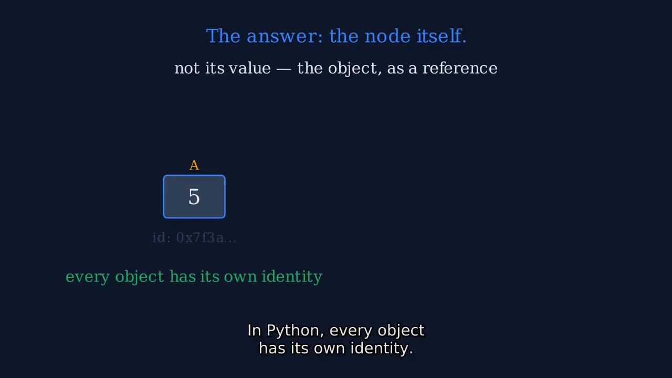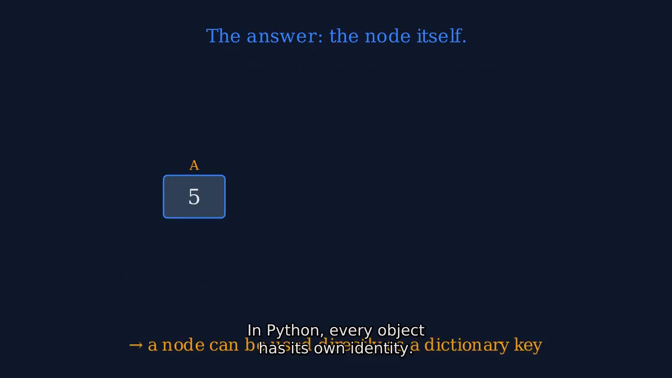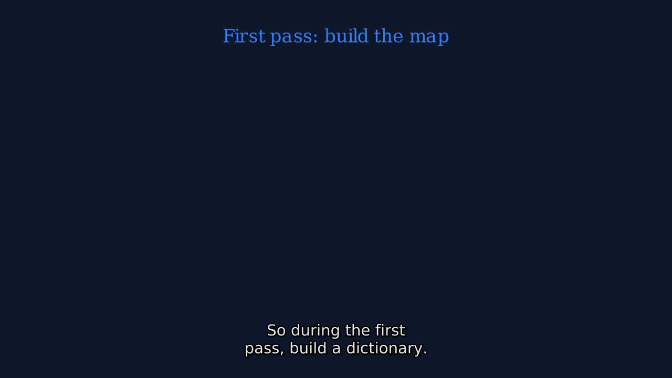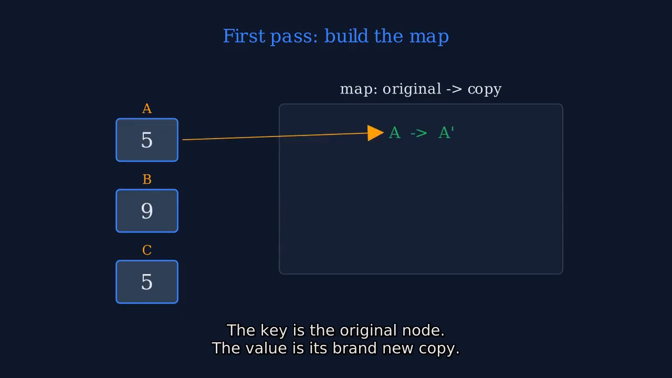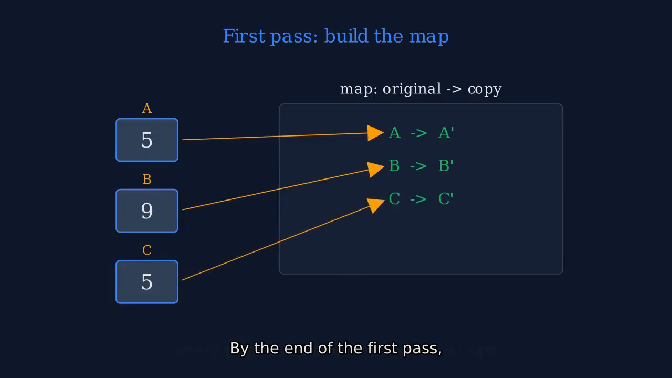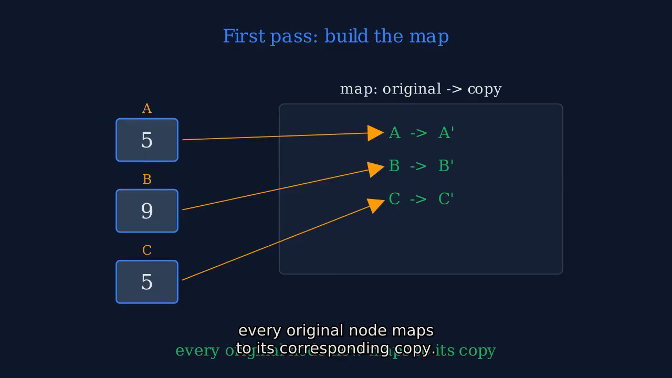In Python, every object has its own identity. Two different node objects are never treated as equal, even with the same value. That means a node can be used directly as a dictionary key. So during the first pass, build a dictionary. The key is the original node. The value is its brand new copy. By the end of the first pass, every original node maps to its corresponding copy.